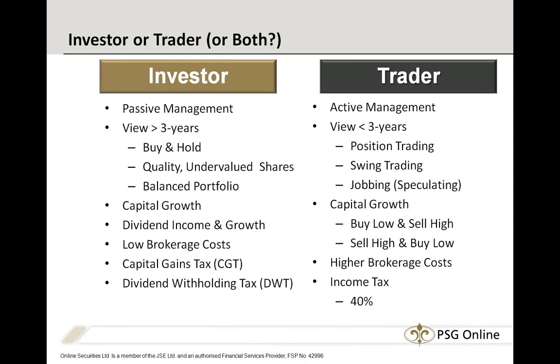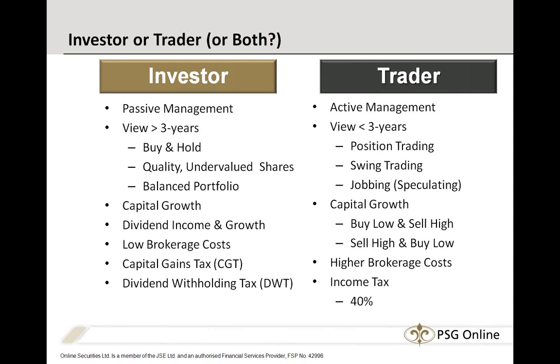If I buy and hold and I don't sell, obviously I have low brokerage costs. And if I sell after 3 years, then capital gains tax applies, which is much lower than income tax. And all your dividends are paid out after the 15% dividend withholding tax. That's as an investor. Just gives you a quick overview of that. We'll come back to it just now.